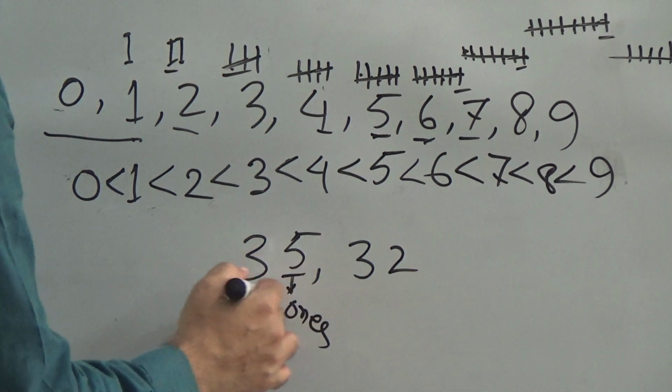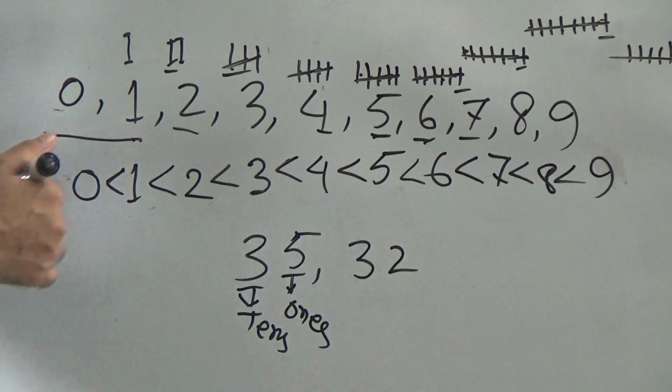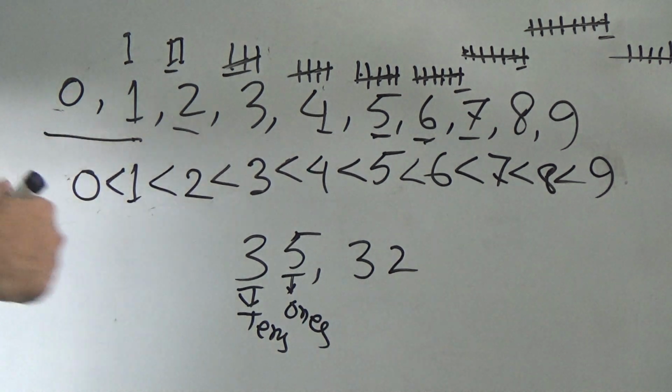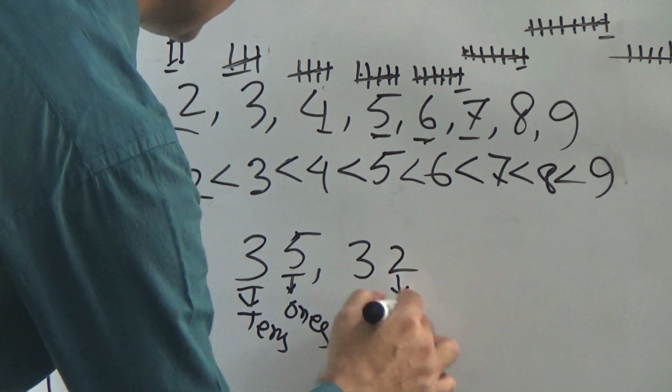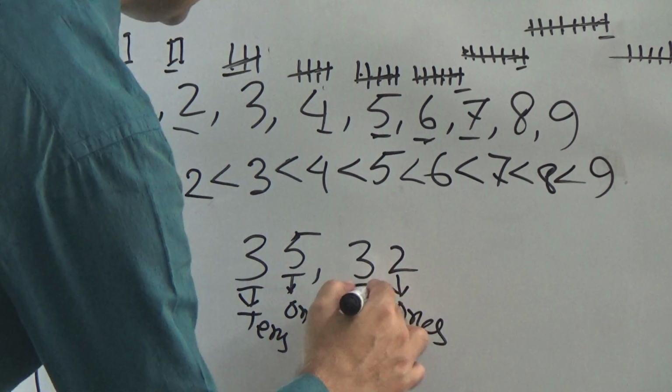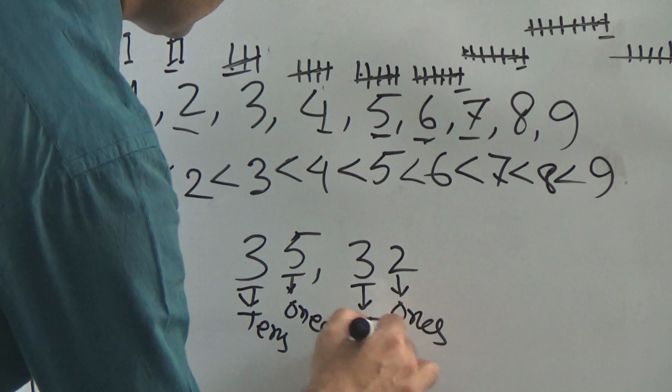This digit is known as the ones place, and this digit is known as the tens place. Here also, 2 is in the ones place and 3 is in the tens place.